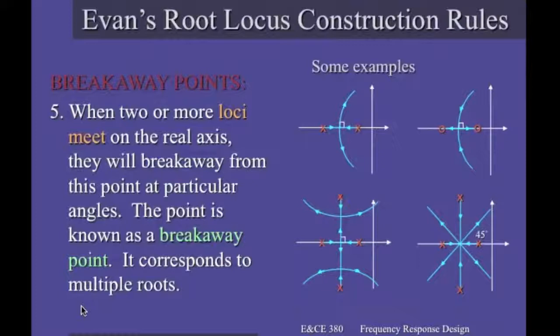Clear? But it is possible that the trajectories are more than two. So look at this very complex case. It's like a star. It's a very, very special case. We have 4 poles and no zeros.